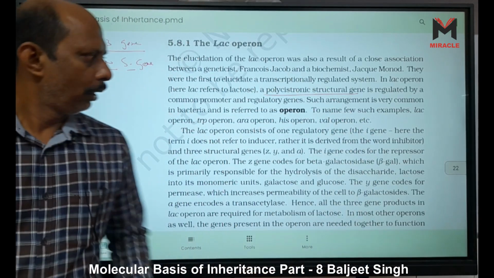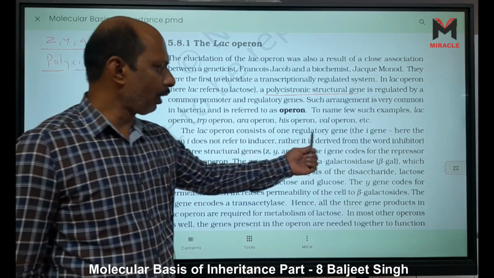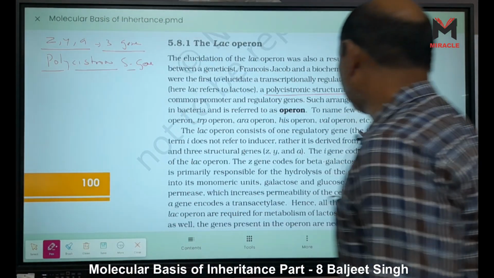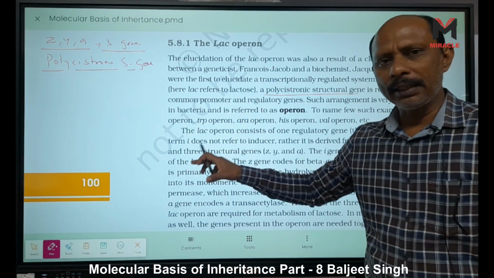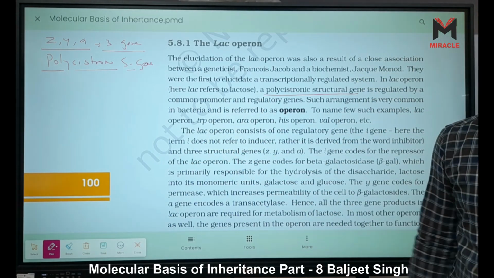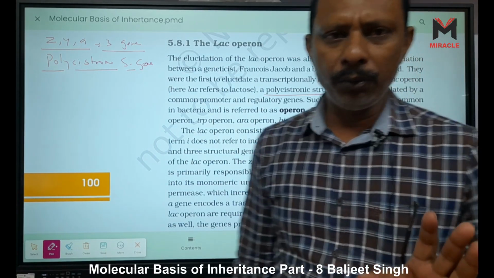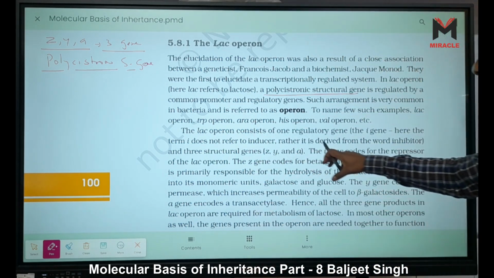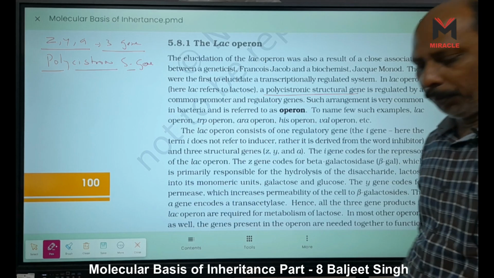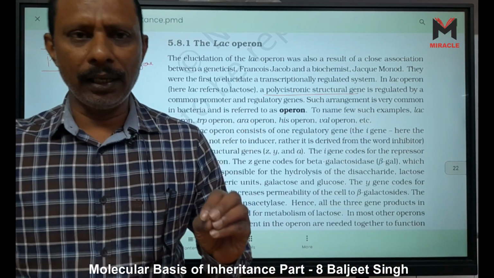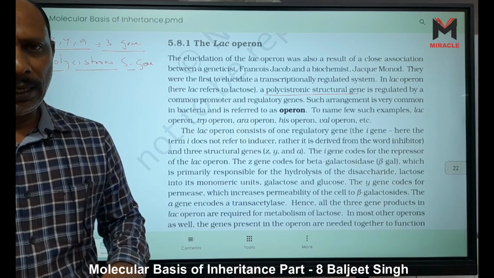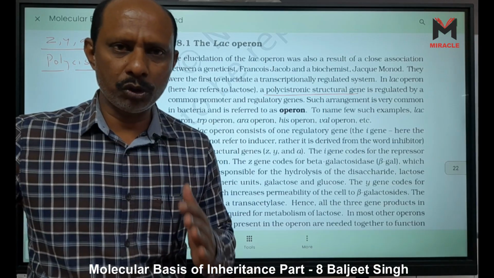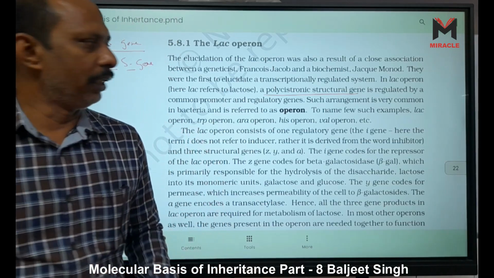The lac operon consists of one regulatory gene. That gene is I, right? One regulatory gene, that is the I gene. Here, the term I does not refer to inducer. It is not an inducer, because it produces an inhibitor, a repressor protein. Rather, it is derived from the word inhibitor, because it produces a messenger RNA, and this messenger RNA produces a repressor protein, right? And this protein is responsible for switching off the process, to stop the transcription. That's why it is called inhibitor.